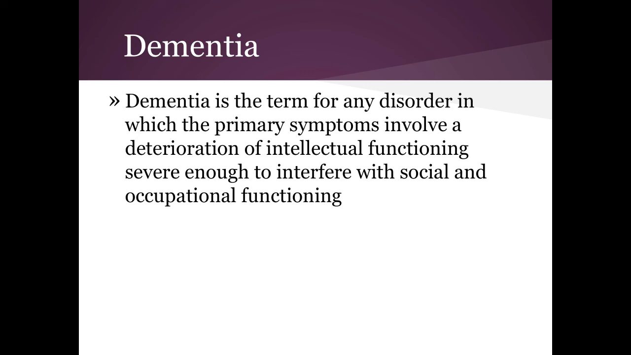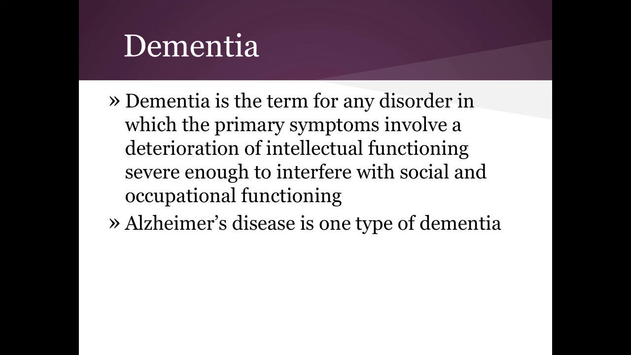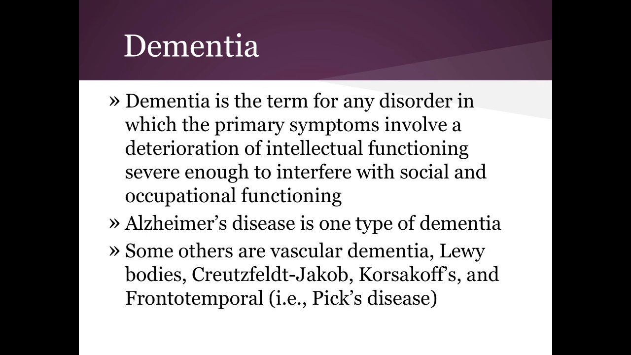Now, when we think about dementia, the one that most people commonly think about is Alzheimer's disease. However, this is just one type of dementia. There are many other forms. We experience vascular dementias, Lewy bodies, Creutzfeldt-Jakob, Korsakoff's, and frontotemporal or Pick's disease. So there are a variety of forms of dementia out there, and it's important to keep in mind that Alzheimer's is just one.